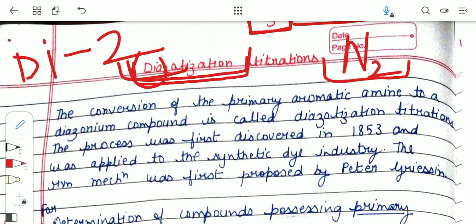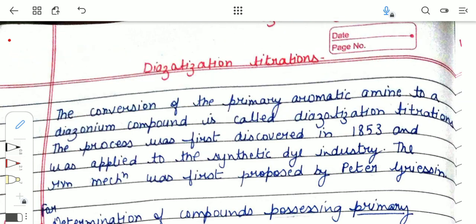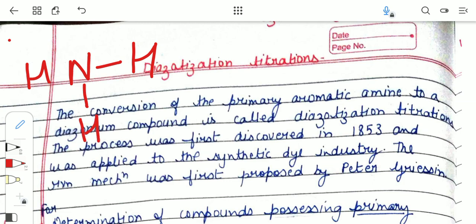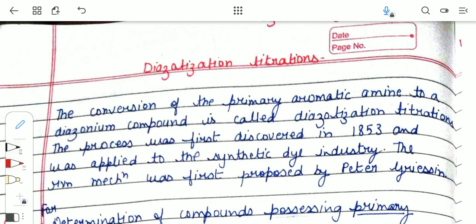So the conversion of primary aromatic amine. A primary aromatic amine is that in which one hydrogen of this ammonia molecule, let me just draw, this is our ammonia molecule, is replaced by an aromatic ring. So that becomes our primary aromatic amine. I will draw it the other way: aromatic ring, and then over here NH2.